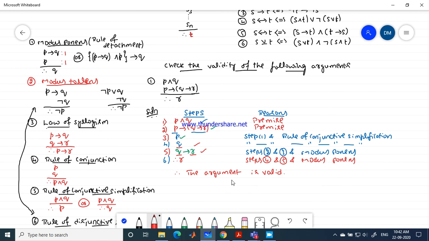Any doubts in this problem? This is how any problem under this heading works. Check the validity of the following argument. If it is possible to show our conclusion follows from the premises, we claim the argument is valid. When it is not possible to arrive at the conclusion with all my premises true, in that case we claim it is an invalid argument. Any doubts in this? Friends, any doubts?